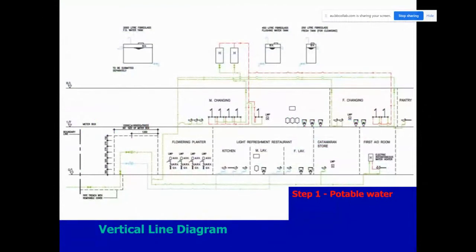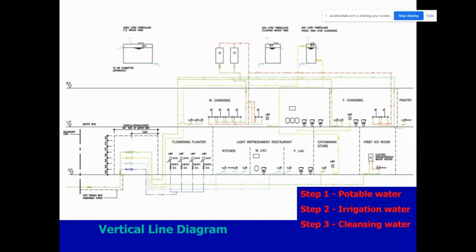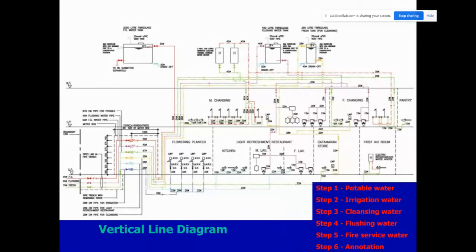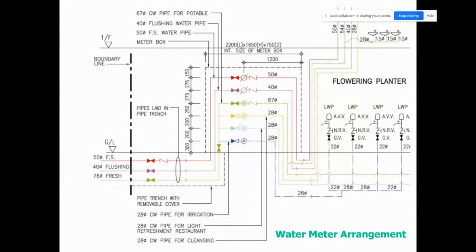Vertical line diagram. Now this one is very, very important. It indicates the connections, the numbers of fixtures, and diameters here. I don't want to say it is necessary for us to submit something similar to this one for your design, but this is one of the references. Okay, I make it larger. Cold water pipe for potable water, fire services.